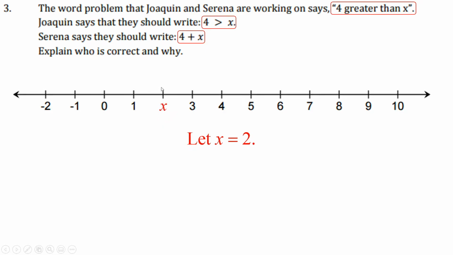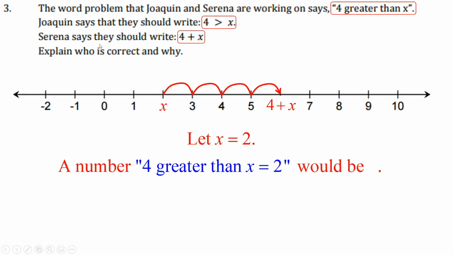Now, if we go, what is 4 greater than x? That means we have to go 4 hash marks to the right of that x. 1, 2, 3, and 4. And there we are. So this 6 is actually 4 plus x. Do you agree with that? All right. So I like what you're saying, Joaquin, but you didn't quite get that translation perfectly. And Serena, you are correct again. A number 4 greater than x equals 2 would be 6. Serena has to be correct.